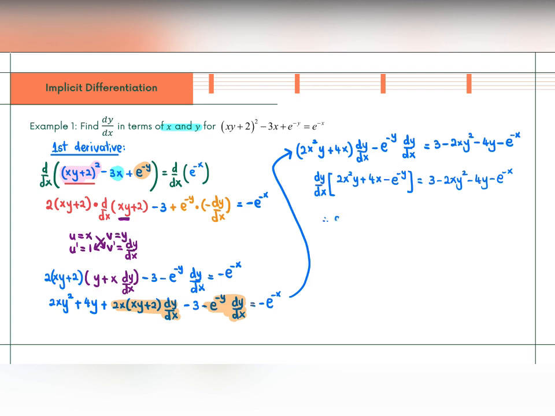So, therefore, dy over dx will be equals to, ini kita pindahkan, jadikan dia sebagai denominator. So, it will be 3 minus 2xy squared minus 4y minus e of negative x, divided by 2x squared y plus 4x minus e of negative y. So, this should be your final answer.